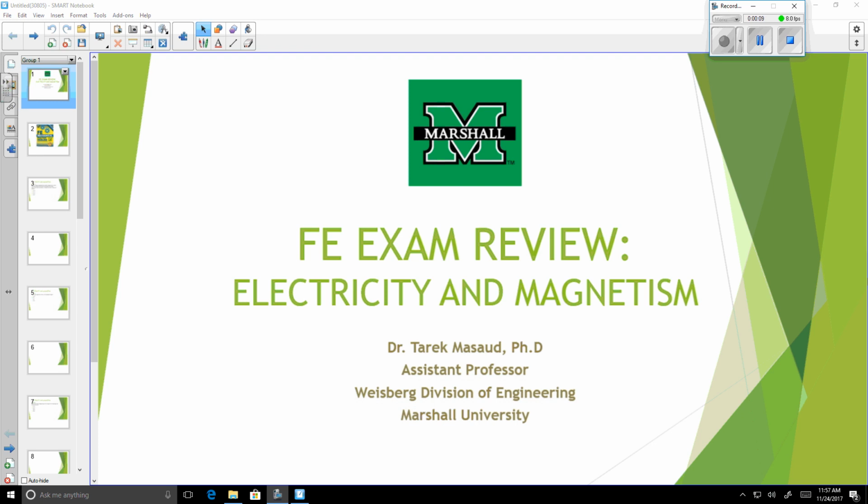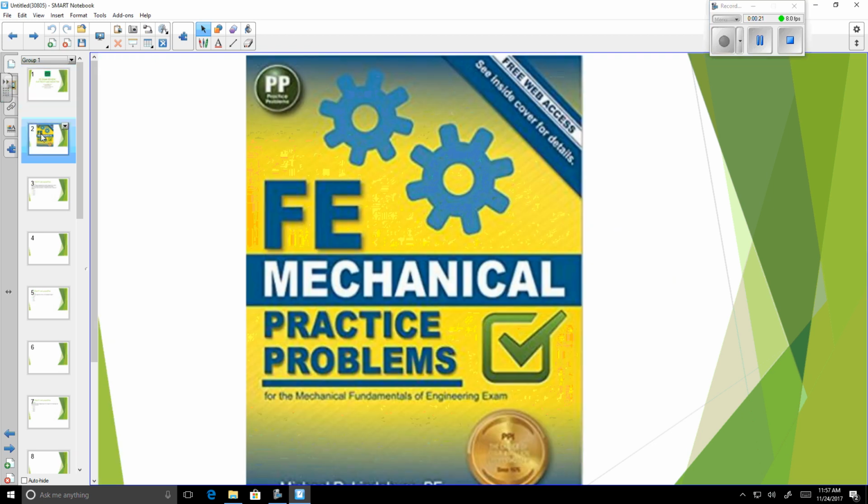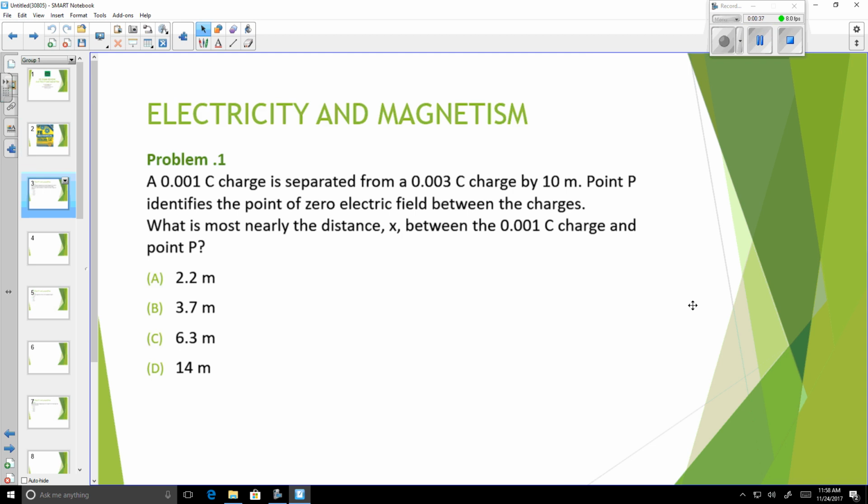Today I will be reviewing some material for the FE exam for mechanical engineering, and the section I am covering is about electricity and magnetism. The material I'm covering came from this textbook, FE for mechanical, which gives different practice problems. So I will be solving a few practice problems about electricity and magnetism. Let's get started with the first problem.